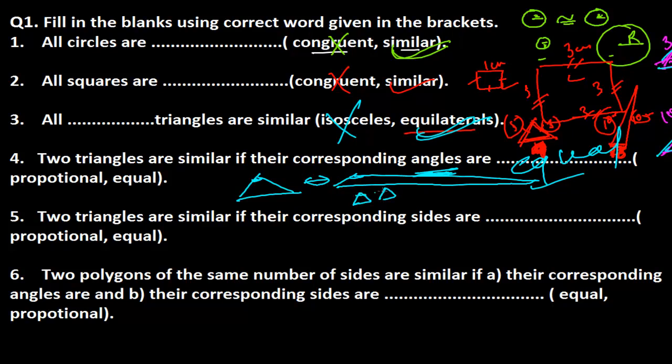If it is 60, it should be 60. If it is 70, it should be 70. So they should have equal angles, not proportional ones. Like if it is, suppose, 45 degrees in one triangle and 90 degrees in another, and 30 and 60, no, not in that way. It should not be proportional, like 45, 90, 30, 60. Angles should be equal.